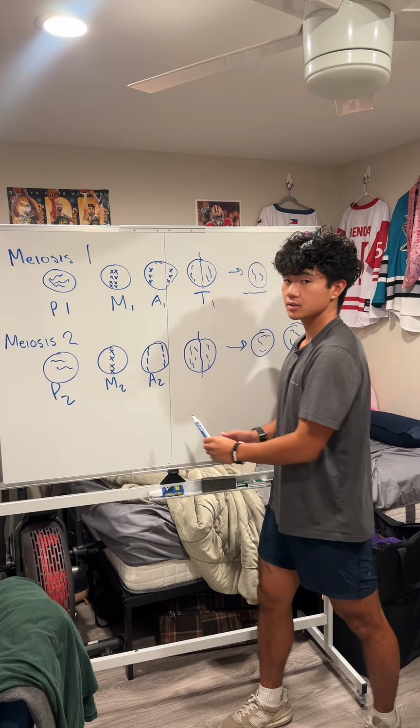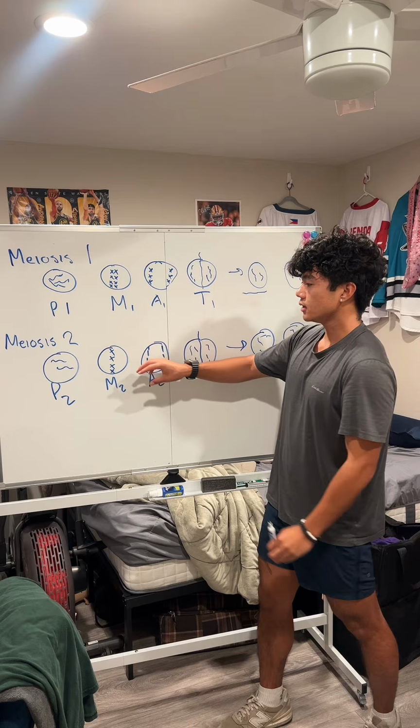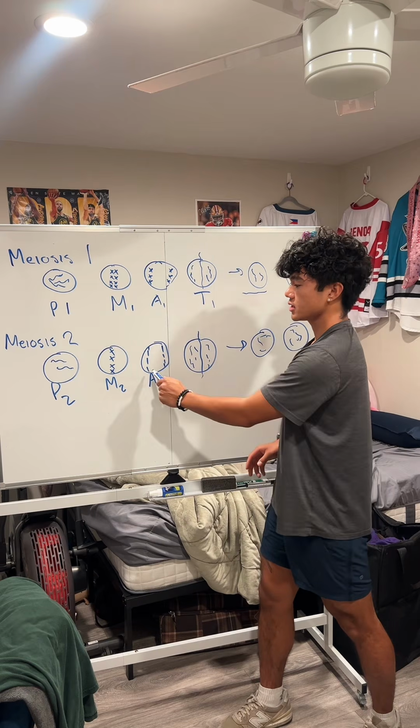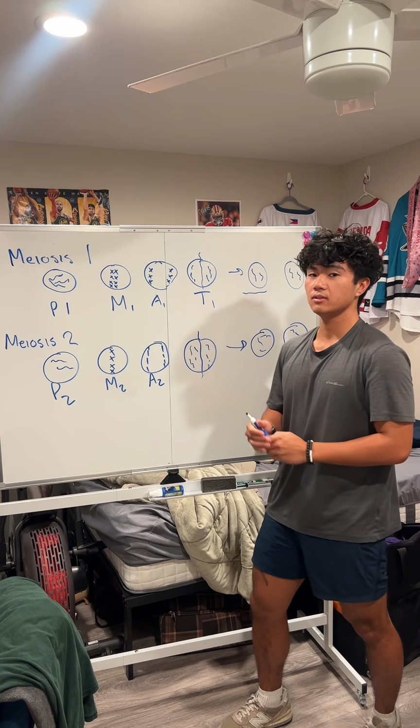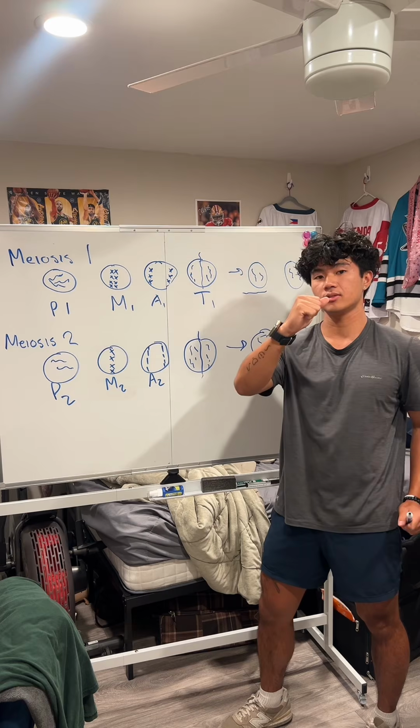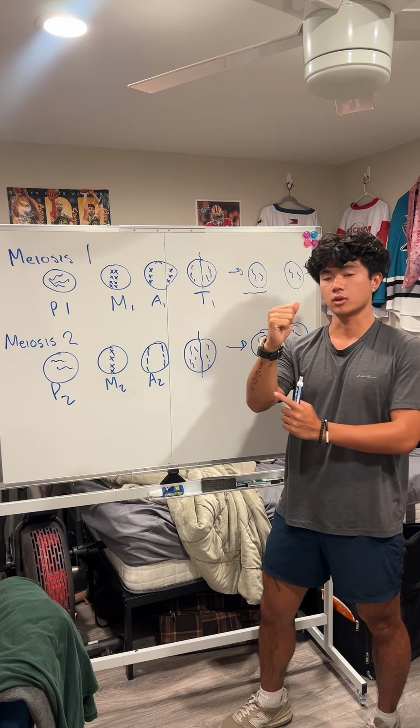And now in anaphase, we're going to have these individual sister chromatids that are still counted as individual chromosomes. I know that may be confusing. Even though it's not the full X, it's basically half of an X, it still counts as one chromosome.